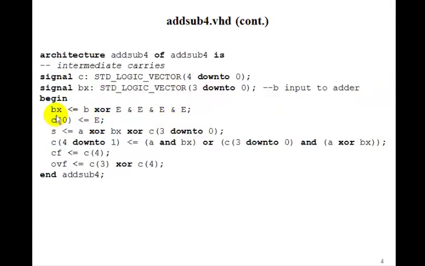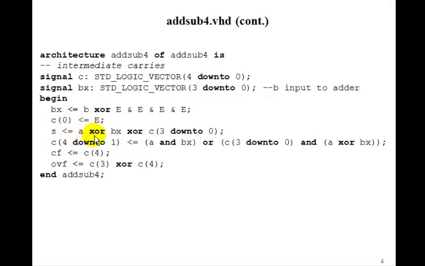We'll set BX, which is a signal here, 3 down to 0, to be B exclusive ORed with E. Now note that we have to concatenate 4 E's together because B is 3 down to 0, so we need to XOR it with a 3 down to 0 E, in which each element is E. So then C0 just gets E.